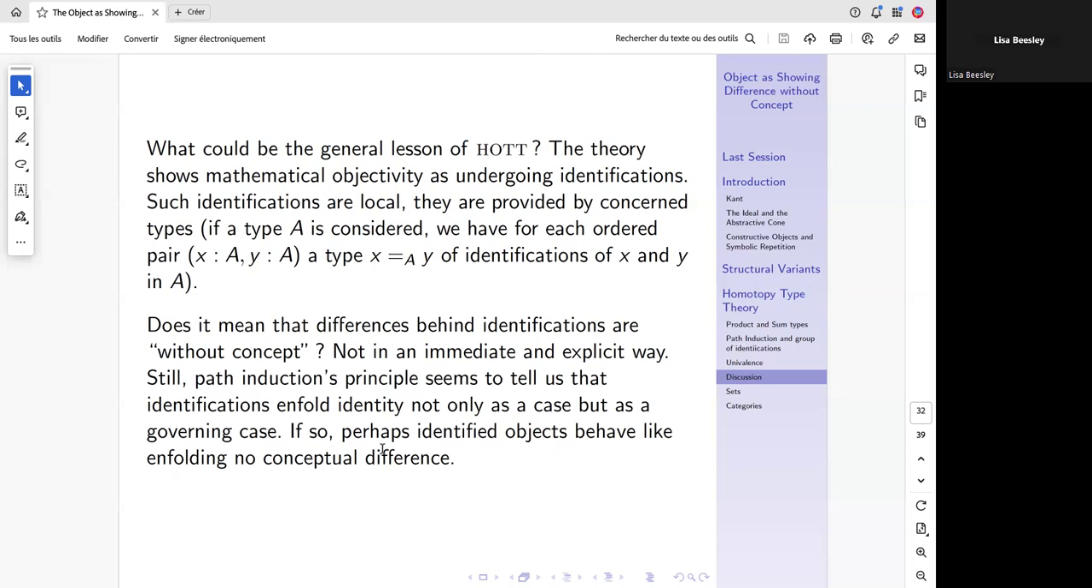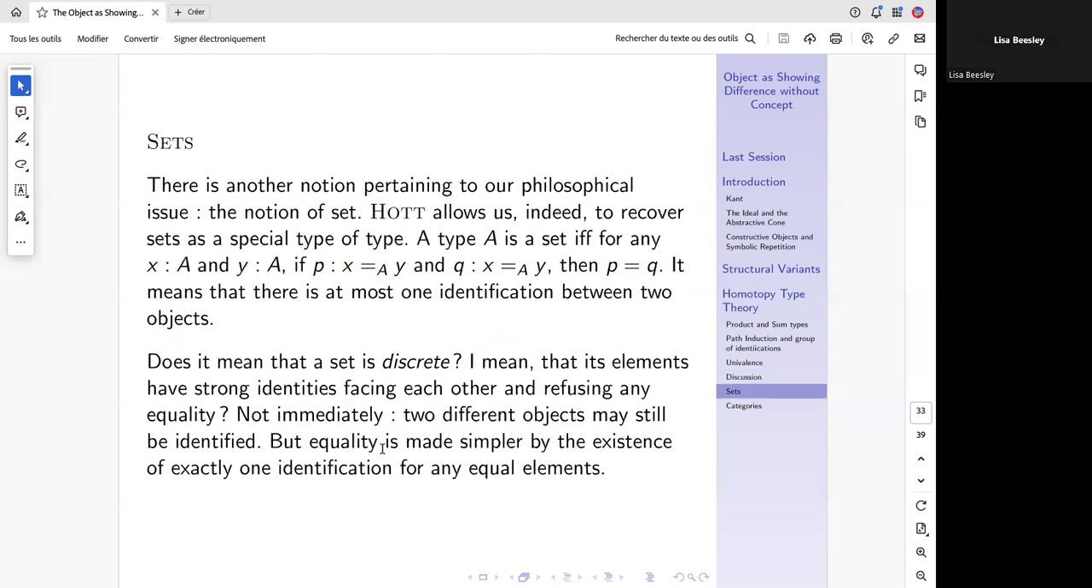Does it mean that differences behind identified objects are without concept, not in an immediate and explicit way? Still, path induction's principle seems to tell us that identifications enfold identity not as a case, but as a governing case. So perhaps identified objects behave like enfolding no conceptual difference, but I cannot be sure of that.